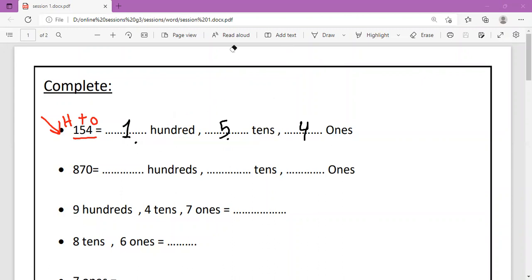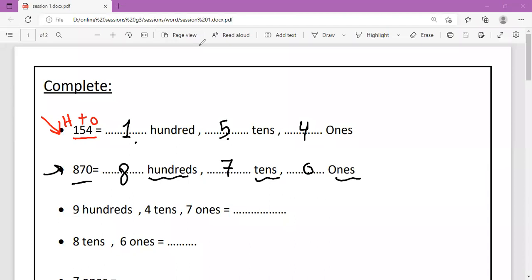Okay, let's take another one, the second one here. 870. What is in hundreds, what in tens, what in ones? That's right, 8 in hundreds. What about which digit in tens? 7 in tens, that's right. The last one, 0 in ones. Okay, let's take another one.